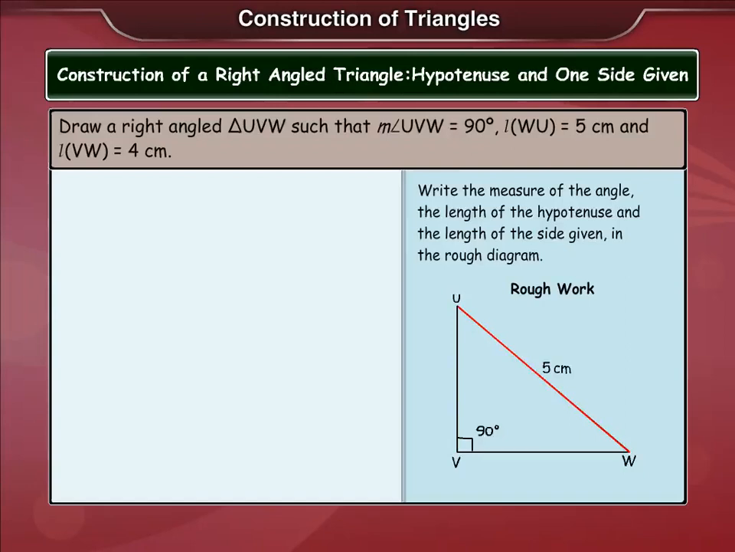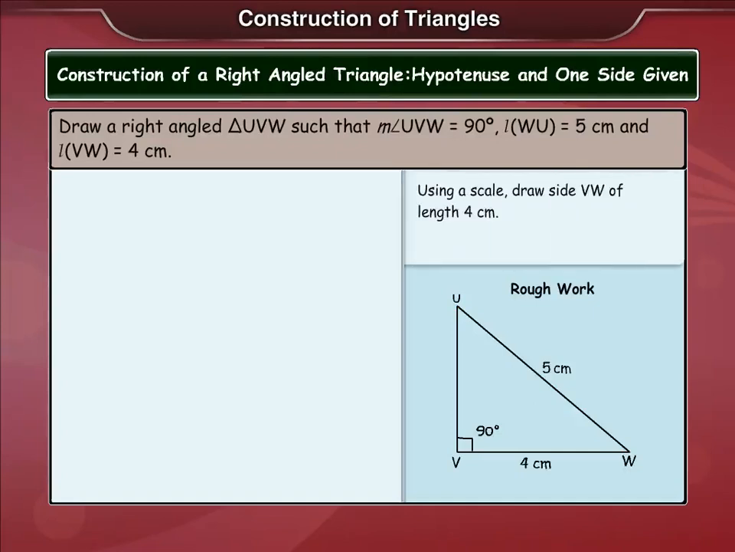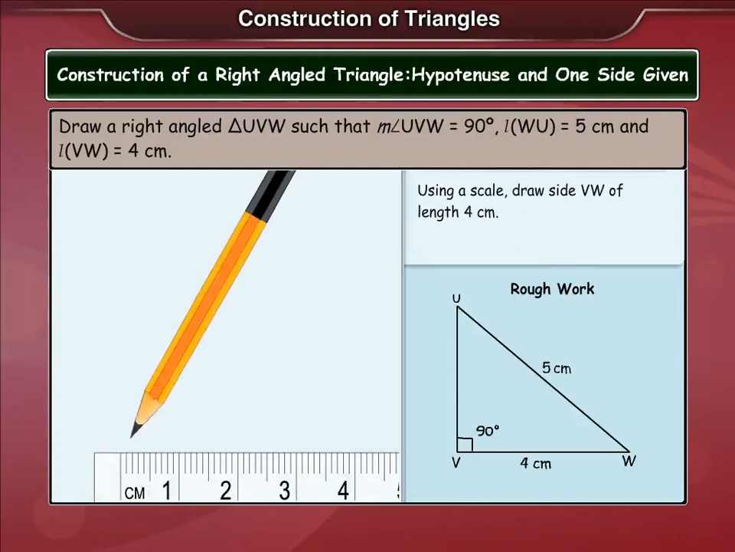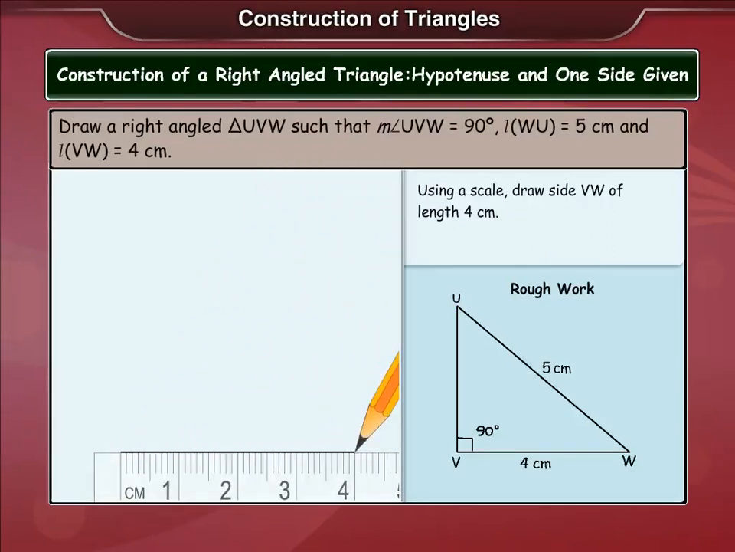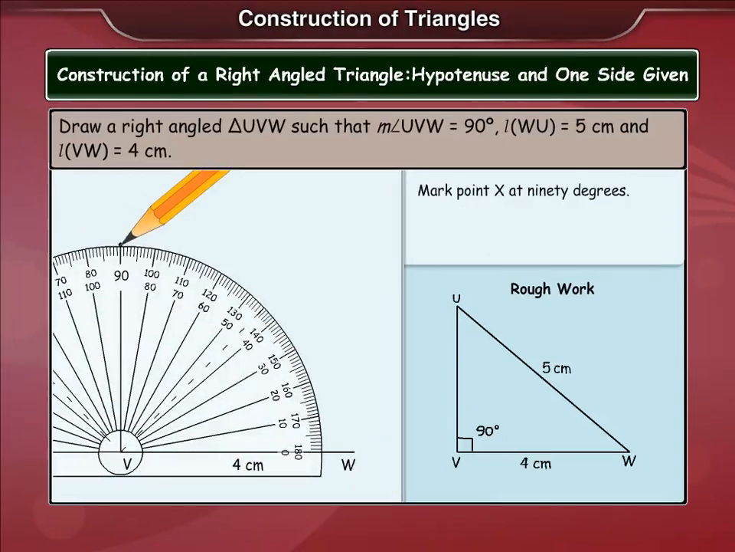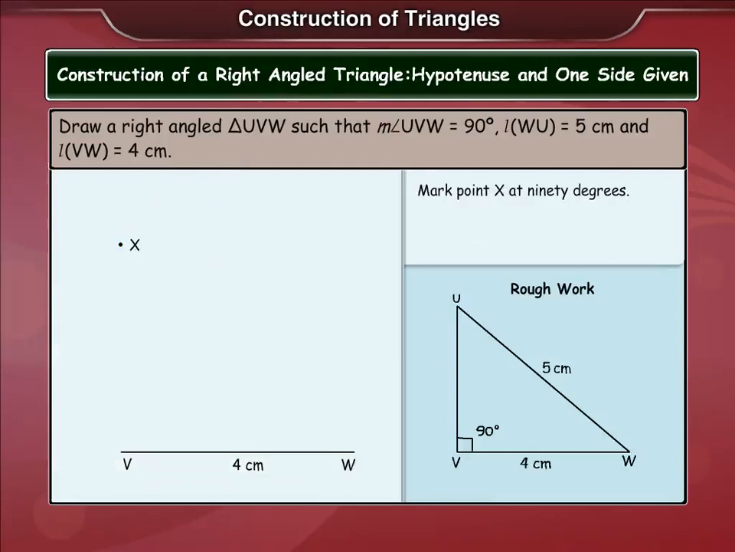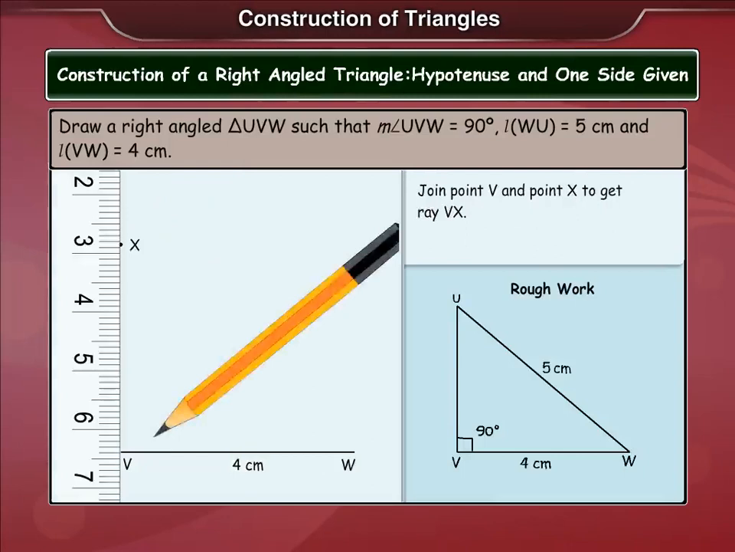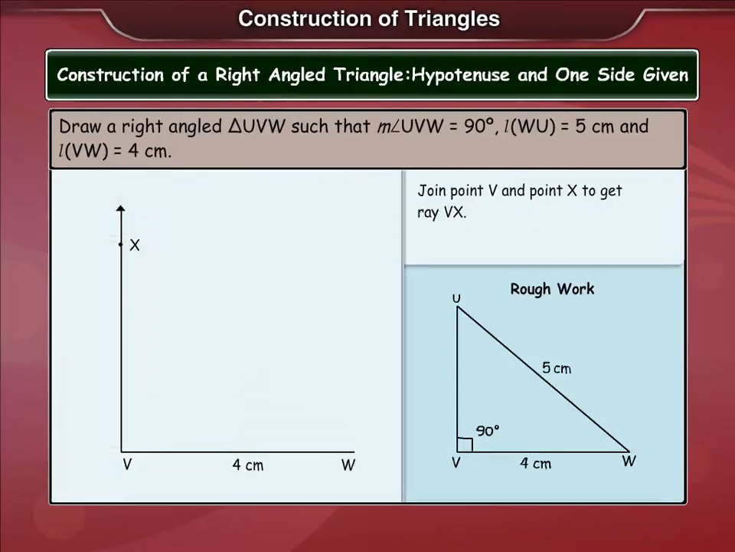Now, let's construct triangle DEF. First, let's draw a rough diagram of the required triangle. Now, let's write the measure of the angle and the lengths of the hypotenuse and the given side in the rough diagram. In triangle DEF, angle DEF measures 90 degrees. The length of side EF is 8.5 centimeters. And the length of side FD is 10 centimeters.